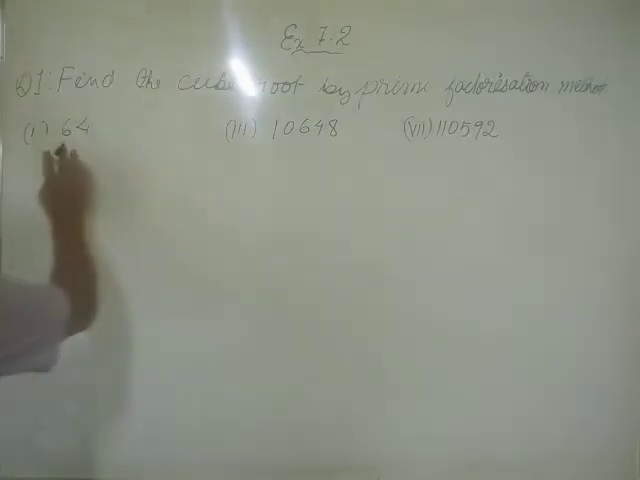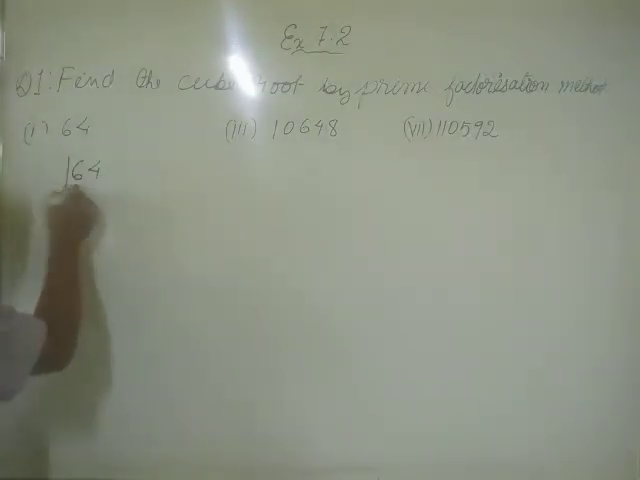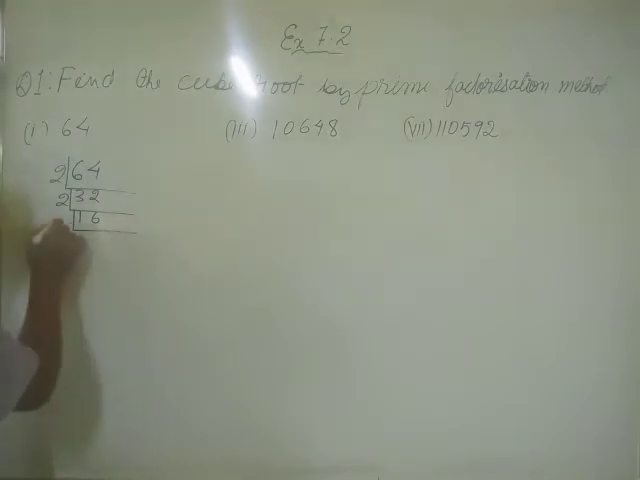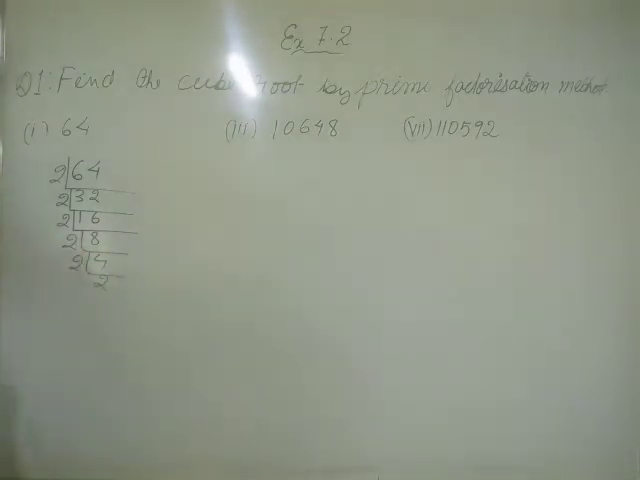So let us factorize this 64. If we factorize 64, we start with 2. 2 3s are 6, 2 2s are 4. Next, we have 2 again. 2 1 is 2, and 2 6s are 12. Next, we can still continue. 2 8s are 16. Then we have 2, 4, and we get 2 and 2. When we get the prime number, then we can stop the division here. So these are all the prime factors of 64.